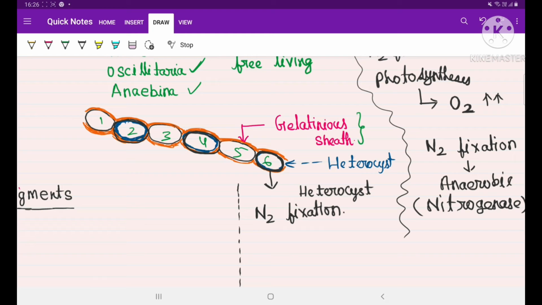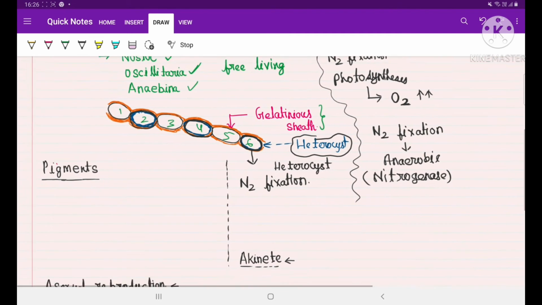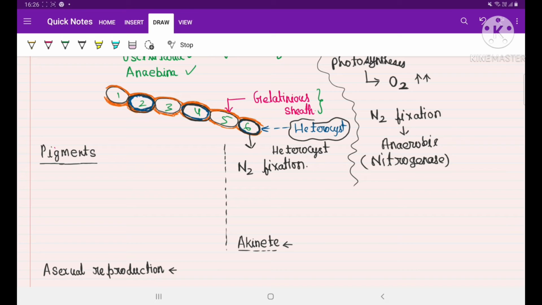So heterocysts are specialized cells that have only one duty, that is nitrogen fixation, right? They won't go for photosynthesis. Why? Because during photosynthesis, if oxygen is released, that oxygen will stop this process, right? But other cells do photosynthesis, and the photosynthetic product of other cells will be used by this heterocyst.